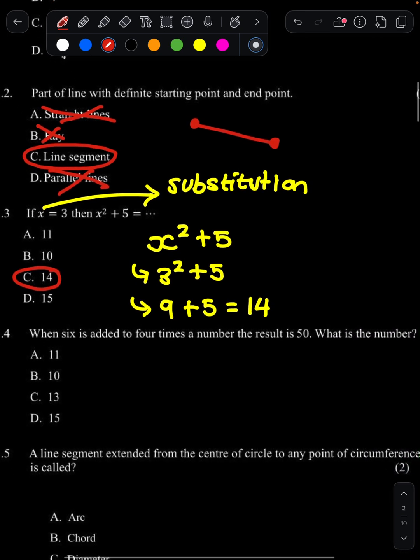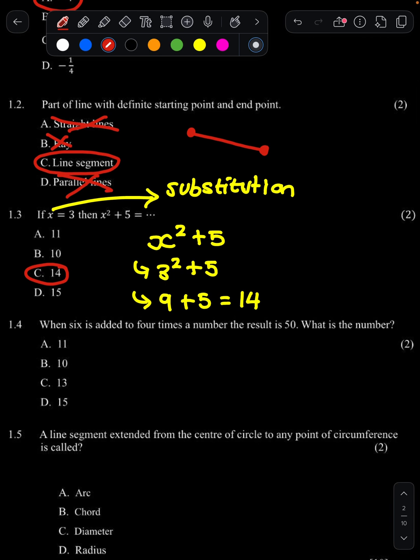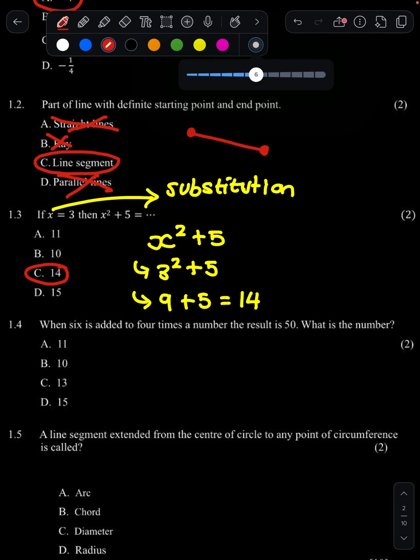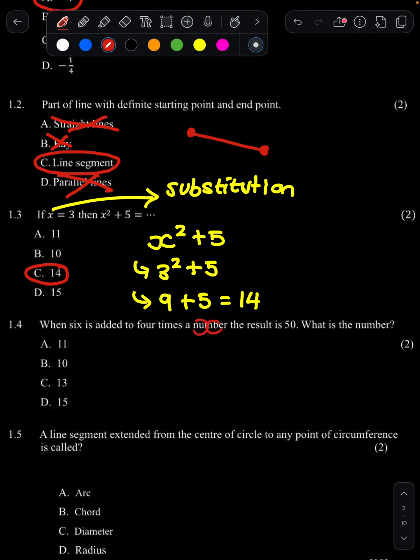Question 1.4. When 6 is added to 4 times a number, the result is 50. What is the number? Okay, so they are looking to see if you can form an algebraic equation and solve it. So if we look at this one, 6 is added to 4 times a number. So let's say this number is going to be x. So 4 times the number means 4x. And we are adding 6 to it. The result is 50. Now we need to solve for x.